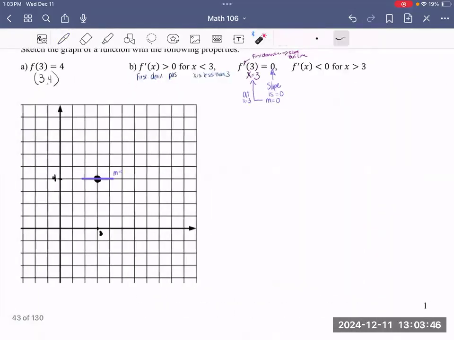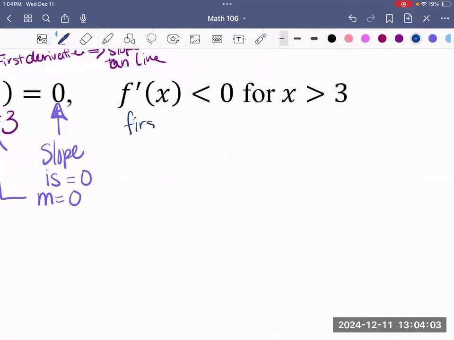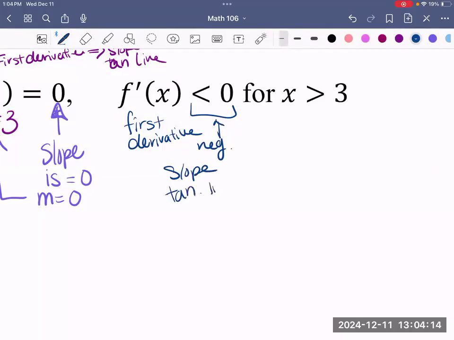And we said, okay, we're going to be positive. We're going to be increasing for the x values that are less than 3. And then on the other side, your first derivative is less than 0, so therefore it's negative. So your slope of your tangent line is negative for the values when x is greater than 3. So on the other side of 3.